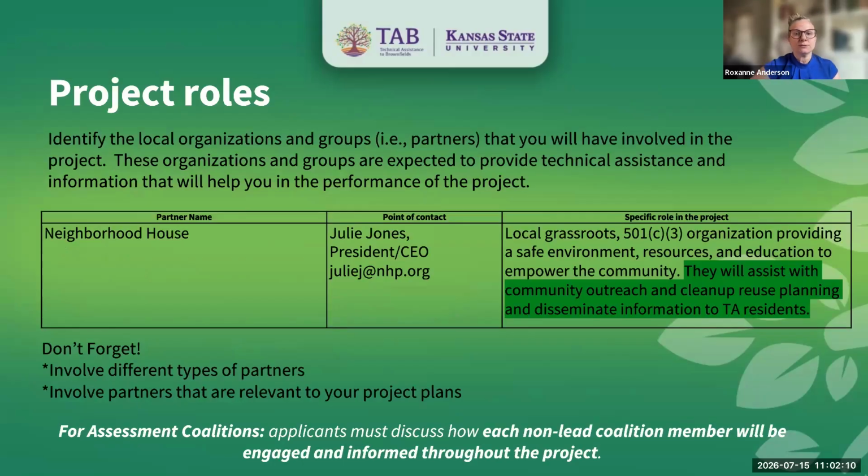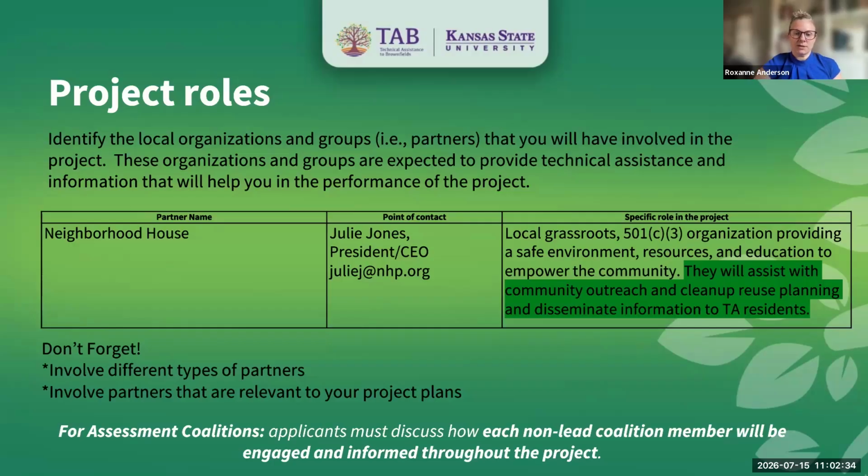Okay, project roles. So once you've told EPA who's involved, now you need to explain what they're actually going to do. This is where we often see applications become too generic. The neighborhood association supports this project. Okay, what does that mean? Are they conducting outreach? Are they helping identify priority sites? Are they reviewing reuse plans, hosting meetings, sharing information with residents?